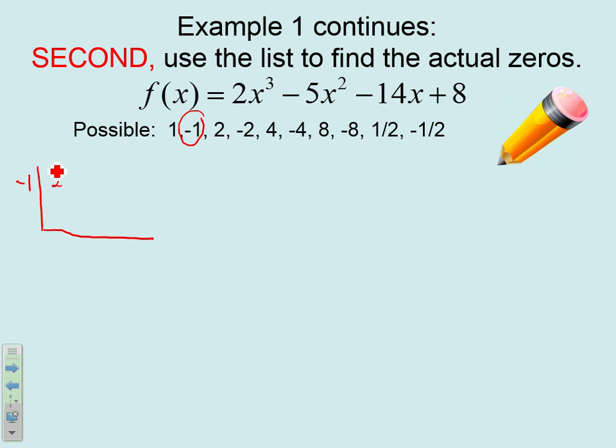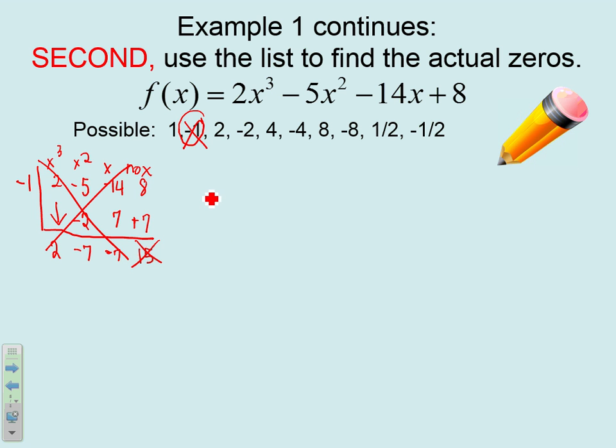So 2x cubed, x squared, x, no x. So that's 2, -5, -14, and 8. Bring down the 2. That's -2, -7. Well, that's 7, and 7 is -7. That's -7 there. Plus 7, that's 15. Okay, that's not going to work. We're looking for a remainder of 0. Then we know it's a true factor. So that one didn't work.